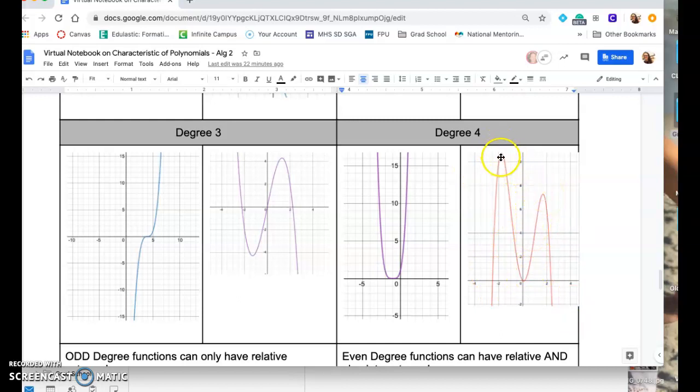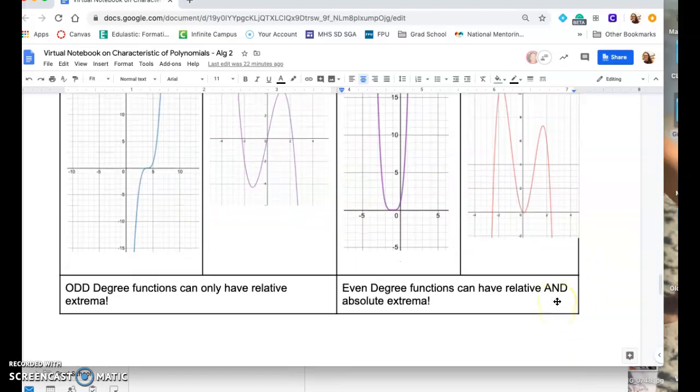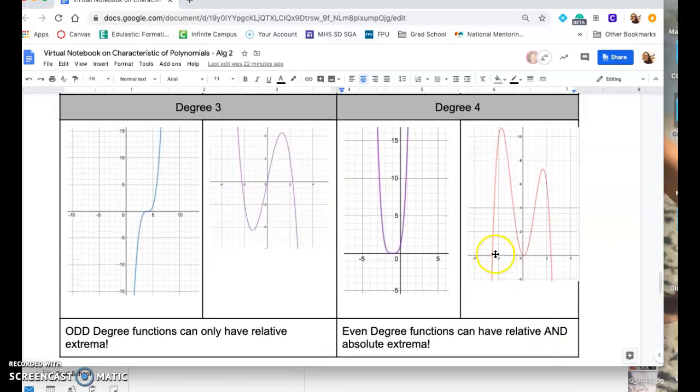This one here would be an absolute max because it's the highest point on the graph. There's no other y value higher than that because both of these ends go down. And that's just a little summary for you of extrema.